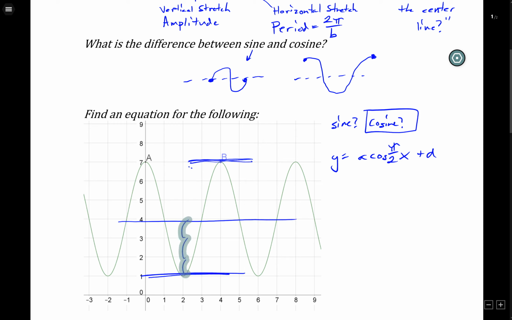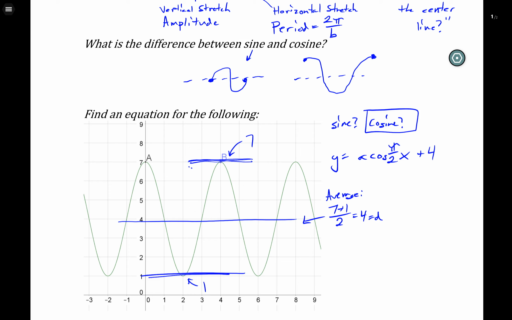The other way you can do this is if you determine that your minimum is at 1 and your maximum is at 7, in order to find your center line, you can just average 7 and 1. If I average 7 plus 1 and then divide by 2, I'm finding the average here. If I average these two, 7 plus 1 over 2, that equals 4. And oh look, my center line is right at 4. And that's my D, right? The center line is D. That's the 4.